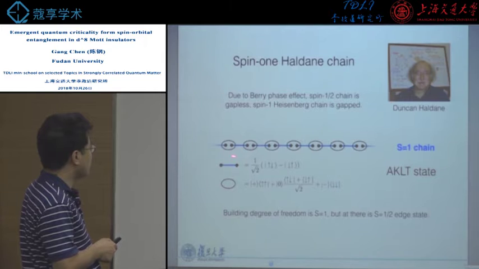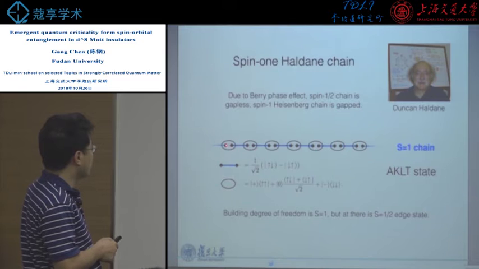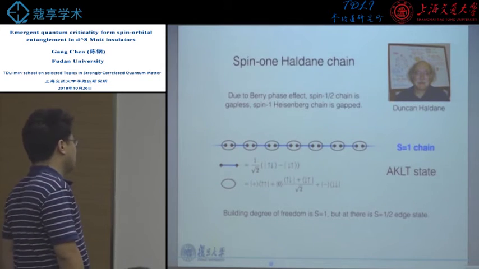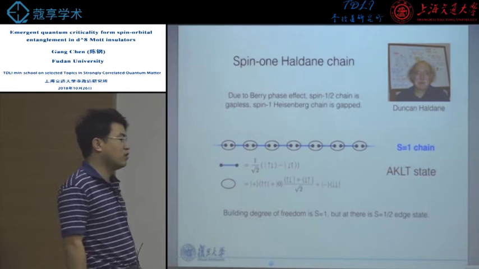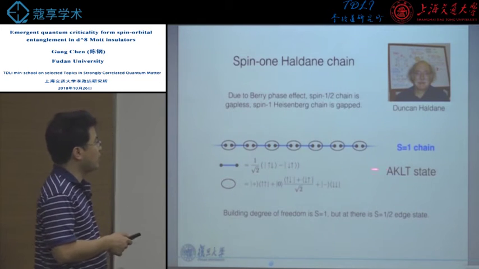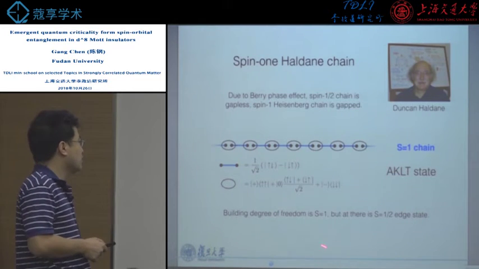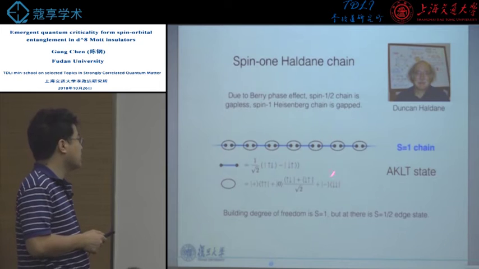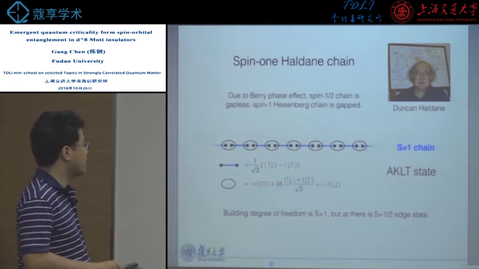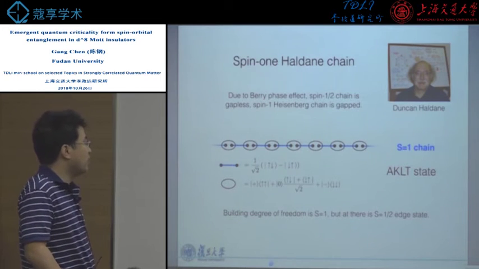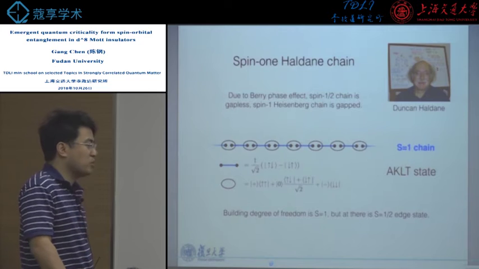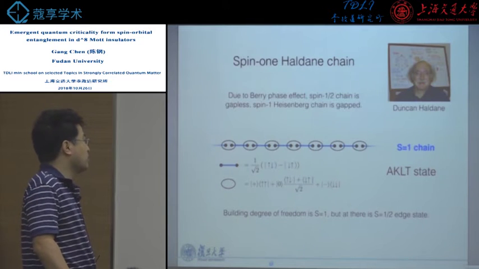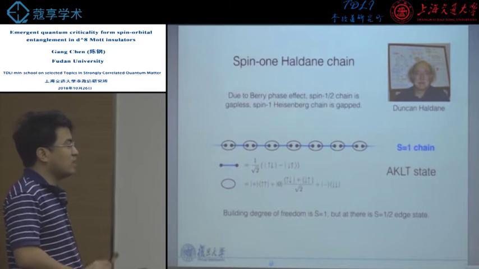And this elliptic circle is a symmetrized version of these spin-1/2 degrees of freedom. You form total spin-1. This wave function is the exact solution for the Hamiltonian constructed by AKLT, these four people. This is called the AKLT state. It turns out the AKLT state is in the same phase as the spin-1 Heisenberg chain that was proposed by Duncan Haldane. So they are in the same phase.